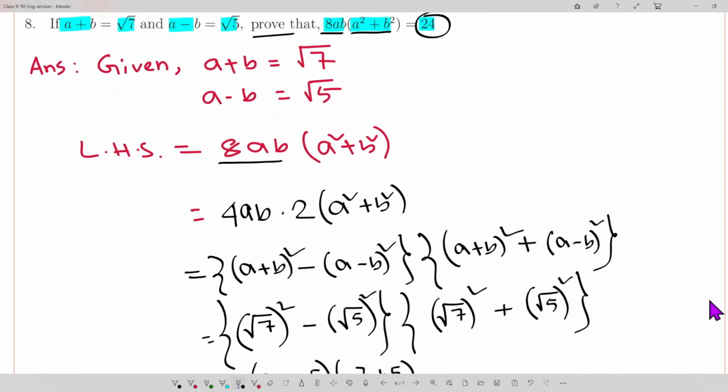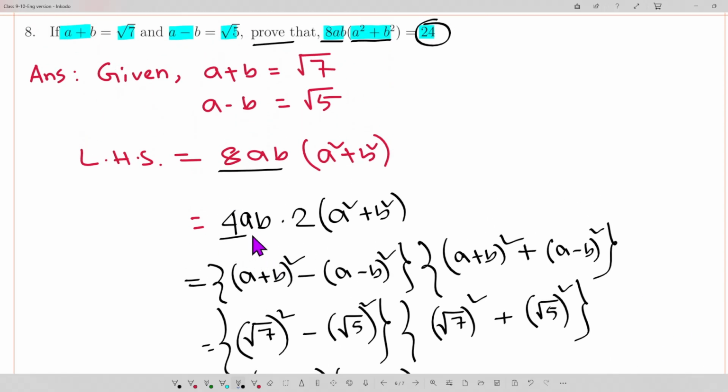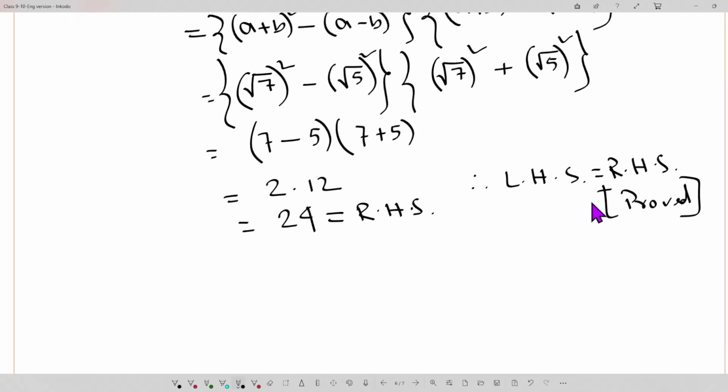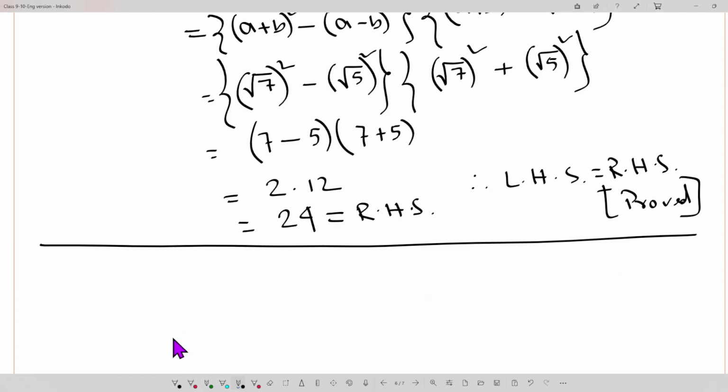Now the question: why are we writing 4ab as (a plus b) whole square minus (a minus b) whole square, and why are we writing 2 times (a square plus b square) as (a plus b) whole square plus (a minus b) whole square? So this is a formula, but how can we write this? We have to know this also. Suppose you forget the formula, at that time what can we do?